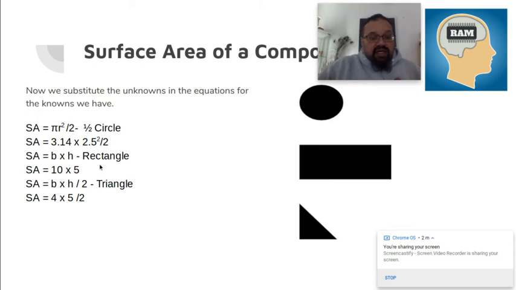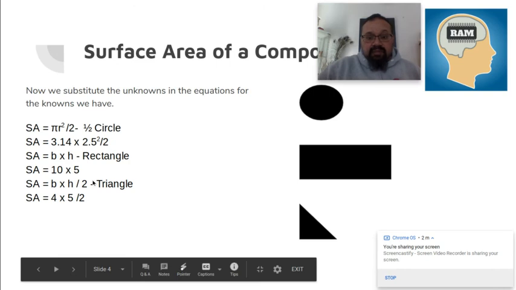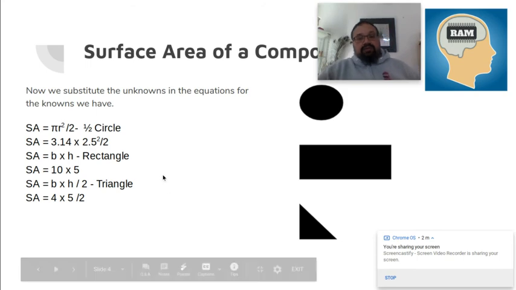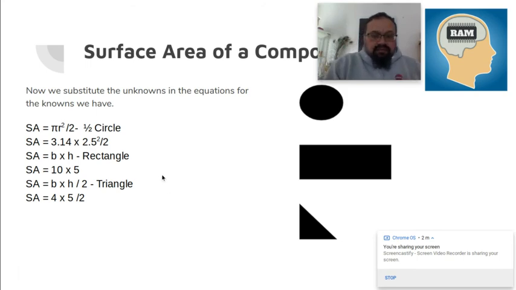The formula for the rectangle still stays as base times height, which is 10 times 5 in the picture. And the surface area for the triangle is base times height divided by 2. The base, if you take a look back at the picture, is a 4. The height was a 5. We divide that by 2. So here what we've done is we substituted in the numbers.